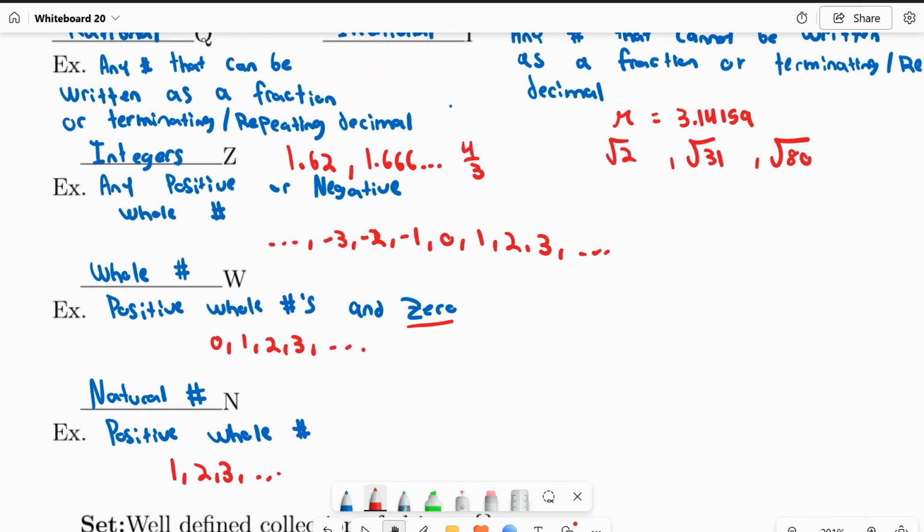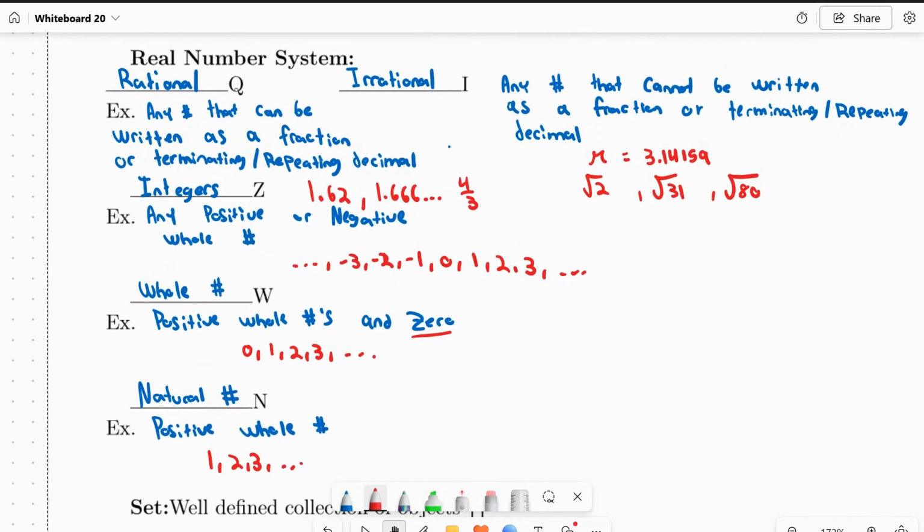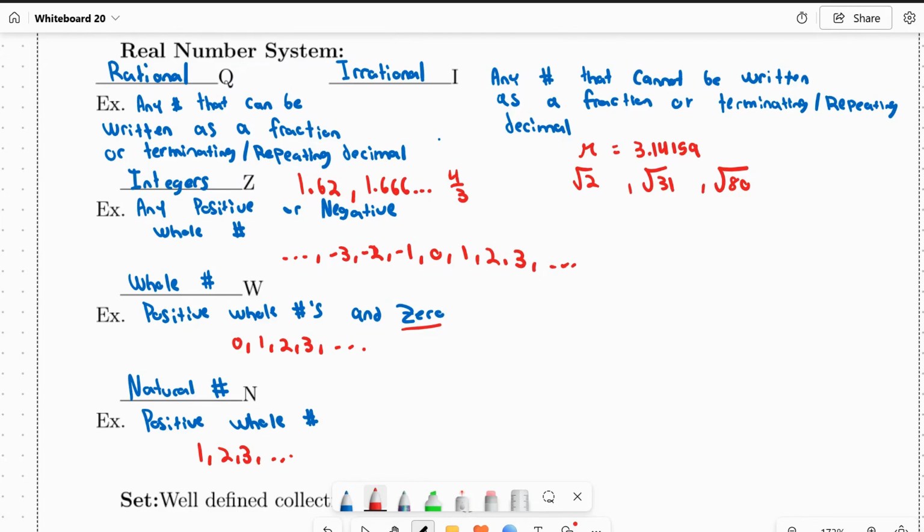So hopefully you guys have this entire list written down here. This is our real number system. We will quiz on this. We will test on this at some point. So it is important that you guys are starting to learn the terminology, study it a little bit, and make sure you know a couple of examples.